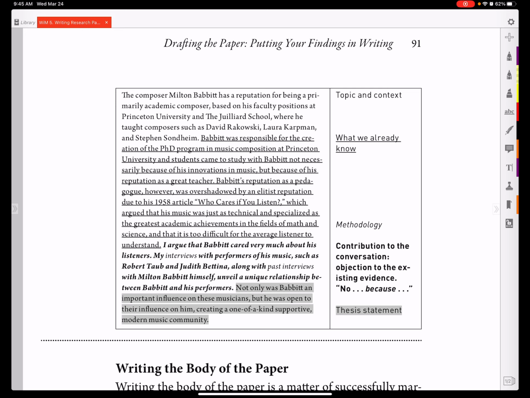You might need to have 2 paragraphs if you feel like you really need to explain the context or your methodology, or give the reader an introduction to the state of research or the scholarly conversation for your topic and context.